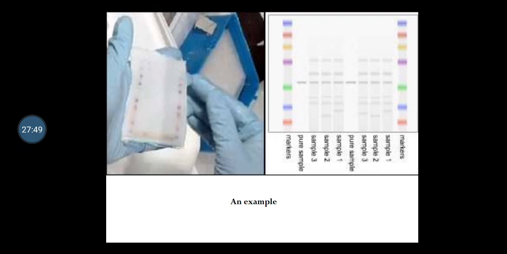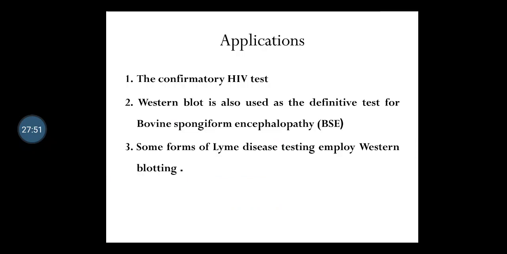These are some applications related to the Western blot. With the help of this technique, one can do the confirmatory test for HIV patients. It is also useful for the definitive test for bovine spongiform encephalopathy, that is BSE, and some forms of Lyme disease testing employ Western blot.